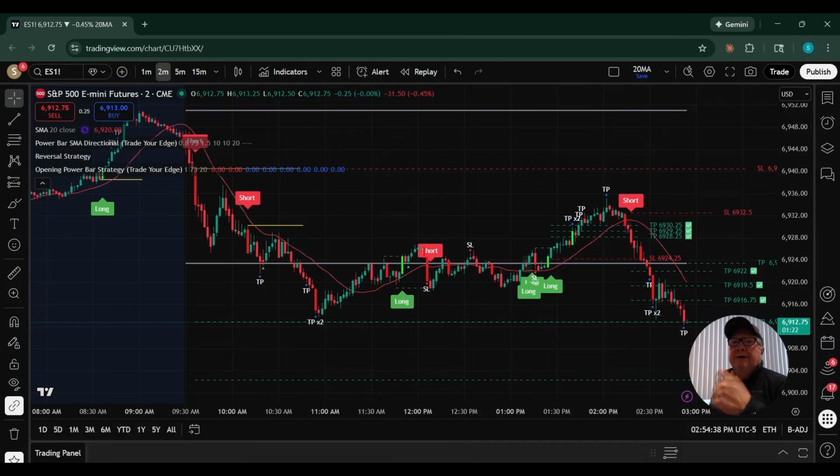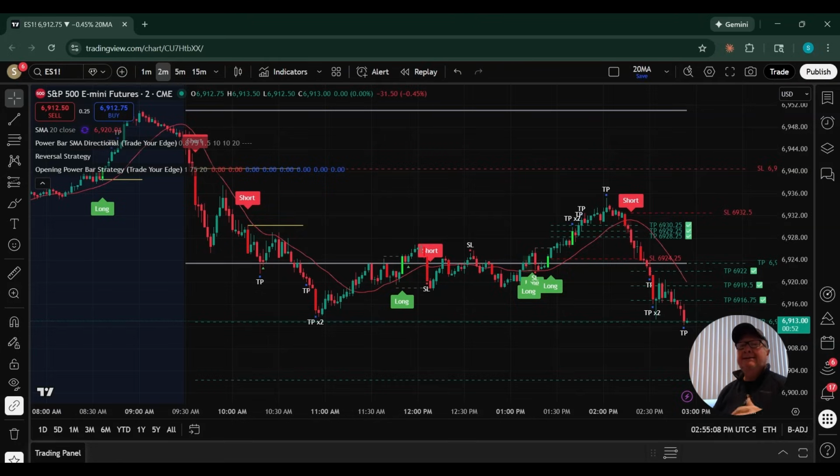And the second thing I wanted to talk about then with the power bar is I'm always asked, how does the setup perform in different environments? Does a power bar only work on trending days? Does it fail in chop? Does it collapse on reversal days in the market?